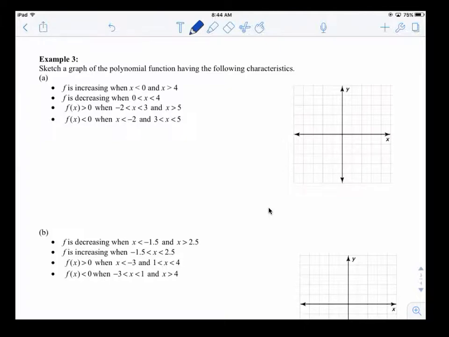All right, so the next problem says sketch a graph for the polynomial function having the following characteristics. So f is increasing when x is less than 0 and x is greater than 4. F is decreasing when x is between 0 and 4. F is positive between -2 and 3 and greater than 5. And then it's negative when it's less than -2 and between 3 and 5.